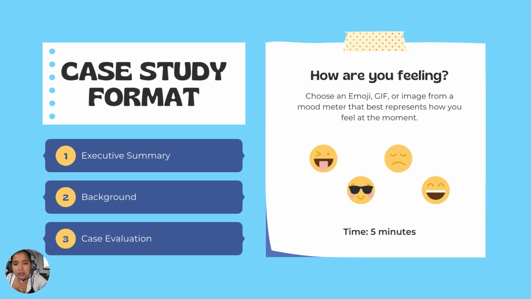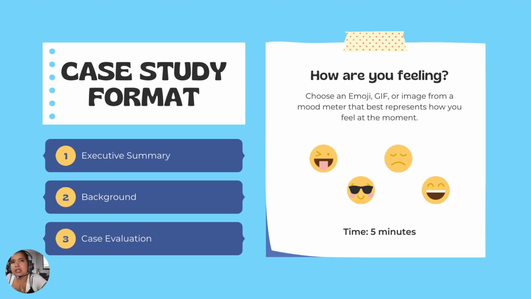The first one is the executive summary. Executive summary is like what you see in proposals or any documents like researches and all. But here in case analysis, you're going to present us also an executive summary, a summary of what you have discussed in the case study. The second one is the background. Background is like your introduction.